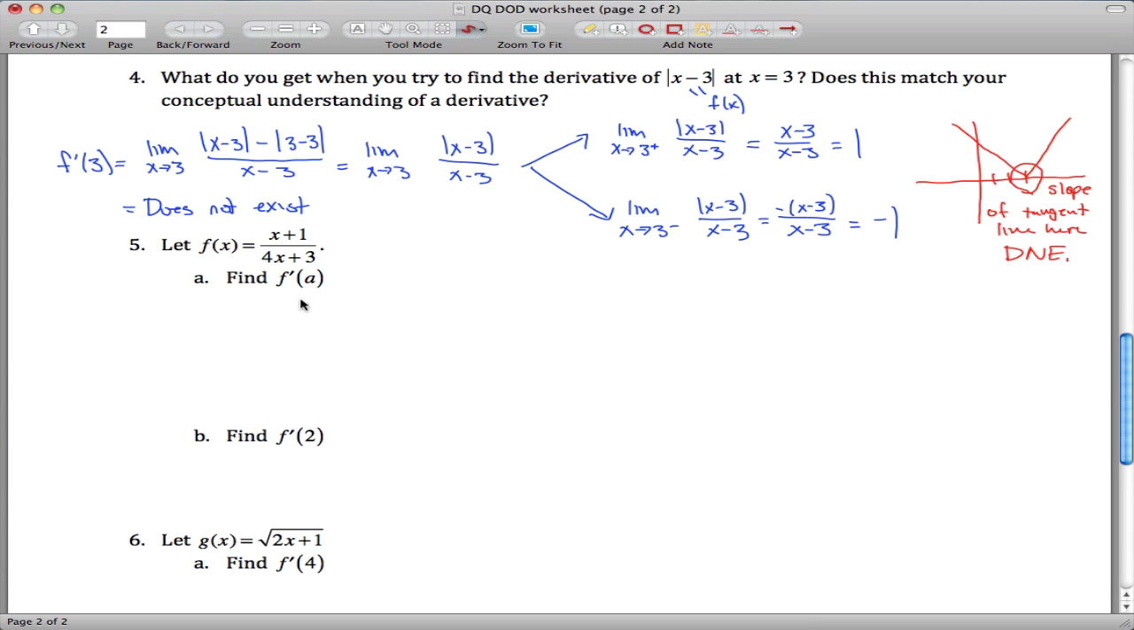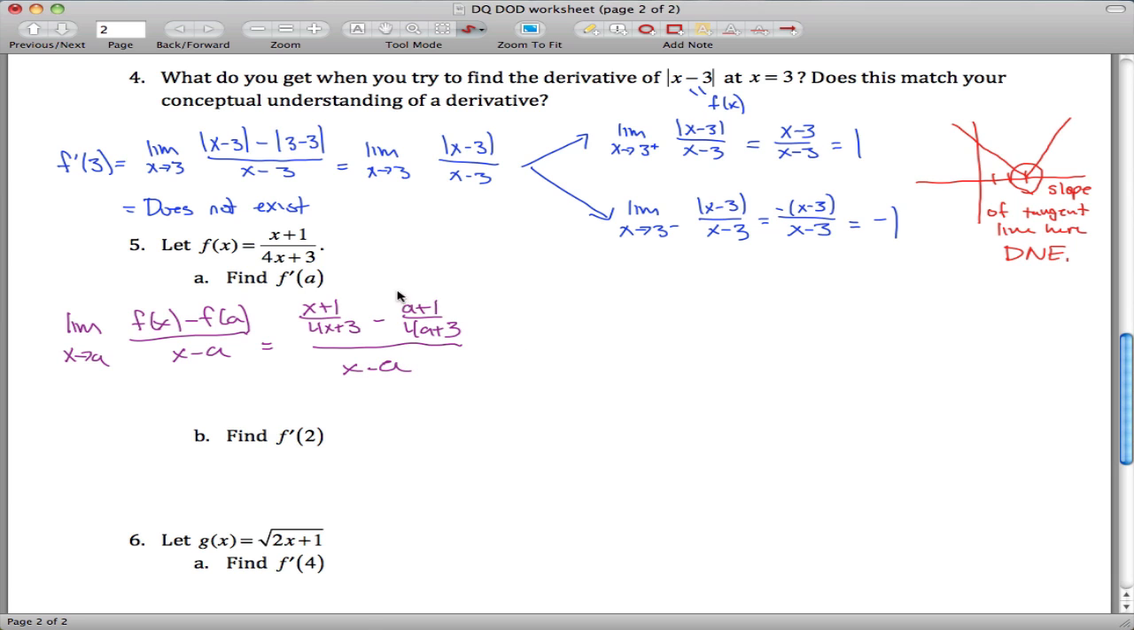We can do that. You have the option to use the definition of the derivative or the difference quotient. I'll use the definition of the derivative just because I've got to use something. The limit as x approaches a of f of x minus f of a over x minus a. So f of x is x plus 1 over 4x plus 3. F of a is a plus 1 over 4a plus 3. And on the bottom I have x minus a.